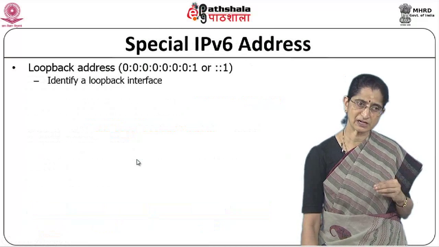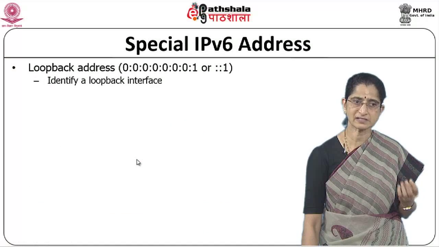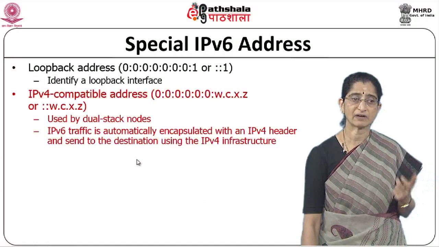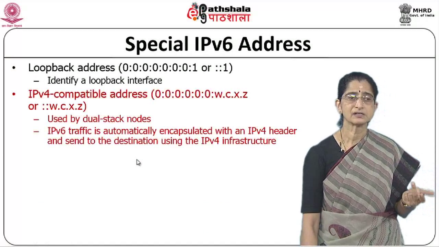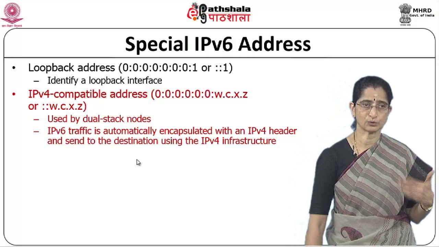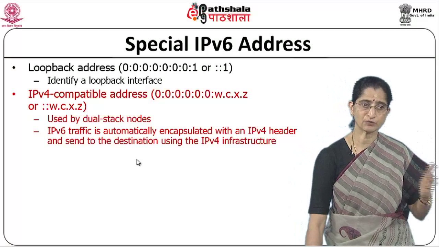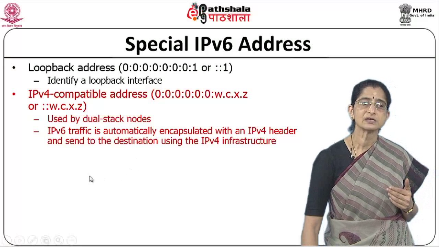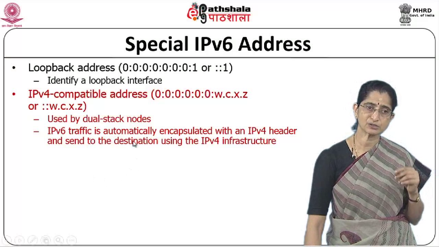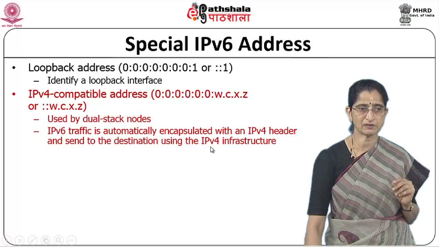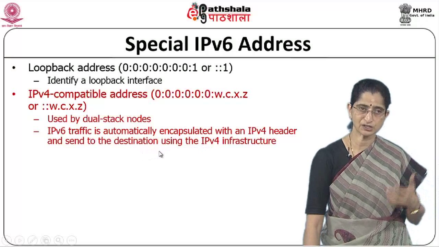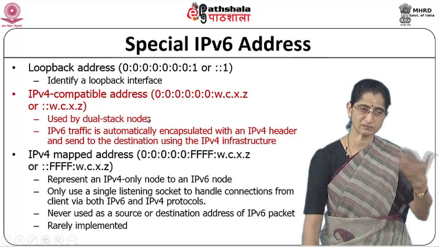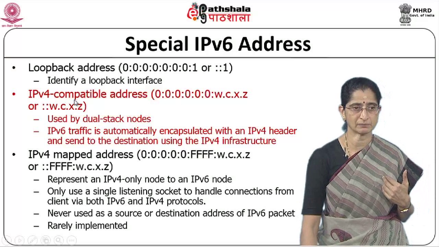And then there are some special IPv6 addresses. We have the loopback address, and we have IPv4 compatible addresses, which are used by dual stack nodes, that is, nodes which run both the IPv4 and IPv6 protocols. In this case, the IPv6 traffic is automatically encapsulated with an IPv4 header and sent to the destination using the v4 infrastructure. That is how we use the IPv4 compatible addresses.